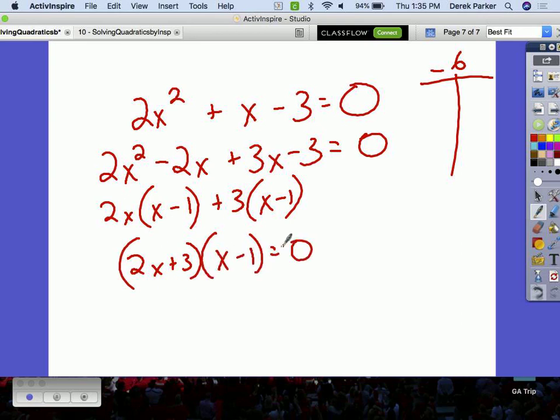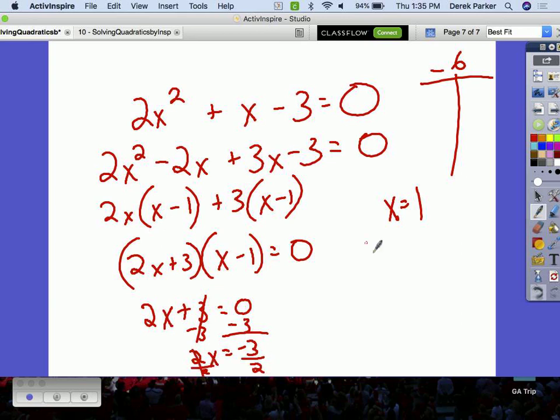Now this is real easy. x minus 1 equals 0. x equals 1. Now the other one's a little more tricky. 2x plus 3 equals 0. Subtract 3 from both sides. And I get 2x equals negative 3. Divide by 2. x equals negative 3 halves.